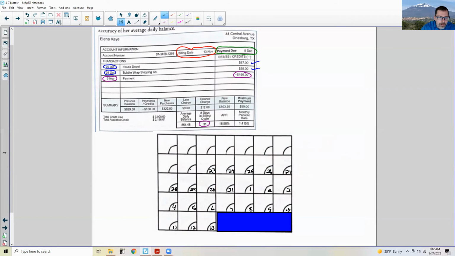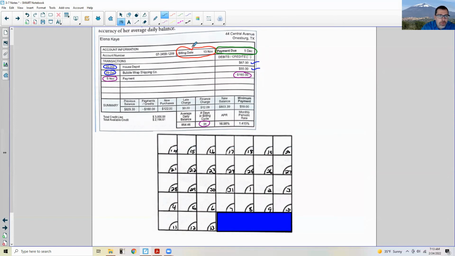I should have some background music going here to keep you entertained while I'm doing this. Oops. I need 19 here, 18, 17, 16, 15, and 14.